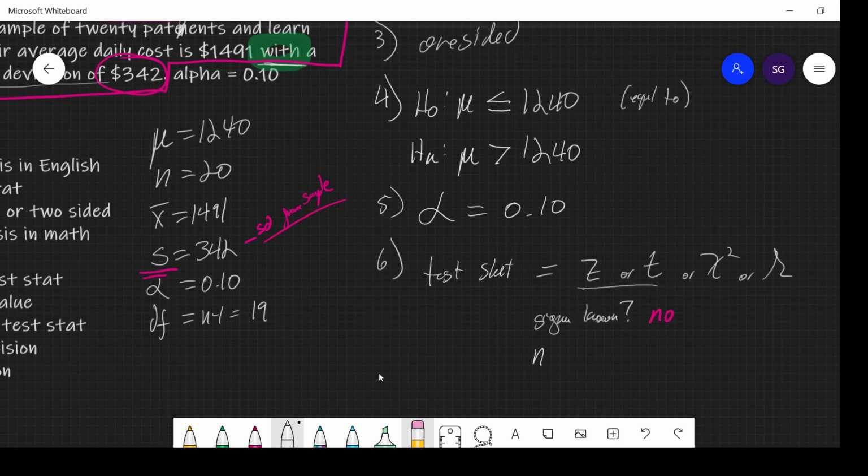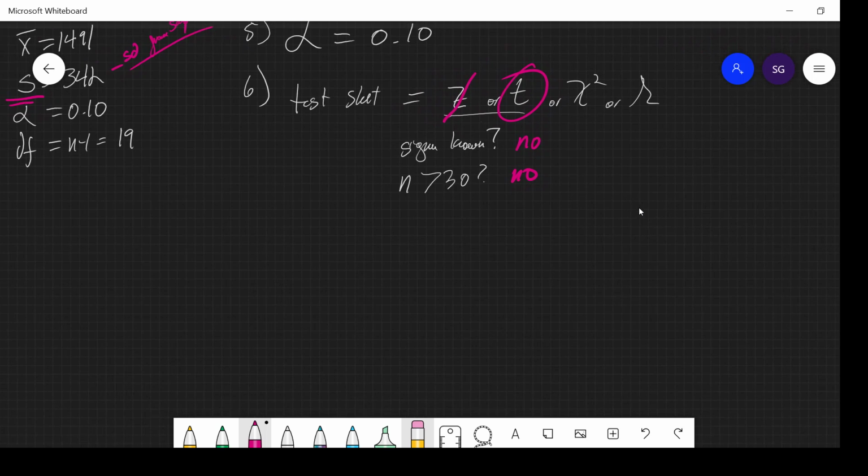Is n then, the next question we ask, is n greater than 30? Well, again, n is right here, right? n is not greater than 30. It is not greater than 30. So we're not going to do a z. We're going to do our t for a test statistic.